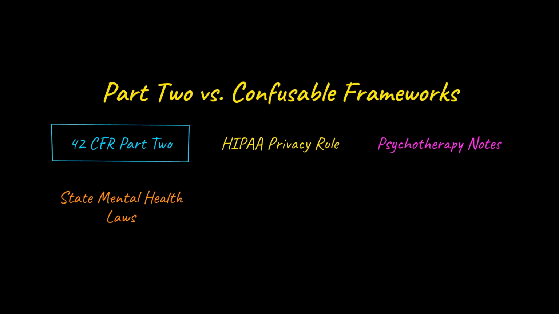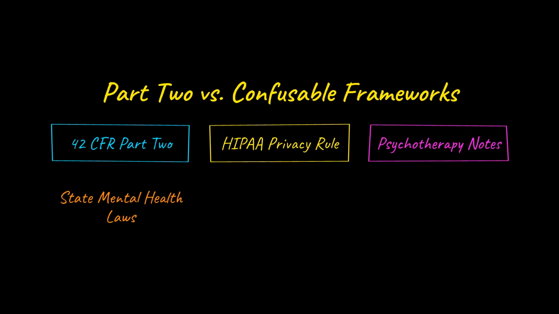Part 2 is frequently confused with related frameworks. HIPAA is the general privacy baseline that Part 2 supplements with stricter rules. HIPAA also provides heightened protection for psychotherapy notes, but that is a separate category. State mental health confidentiality laws may add yet another layer. Part 2 applies specifically to federally assisted substance use disorder treatment records.